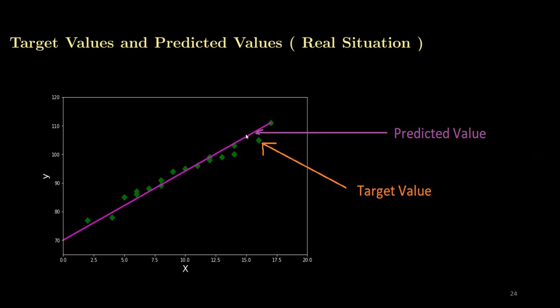We can see that for a few of the data points, the target and the predicted values are the same. But some of the targets are away from the predicted value. In that case, we have to calculate the error. So in a real situation, whenever we perform a linear regression, we have to calculate the error, because in that regression, the target values are not always equal to the predicted values. So in that case, we need to calculate the error.